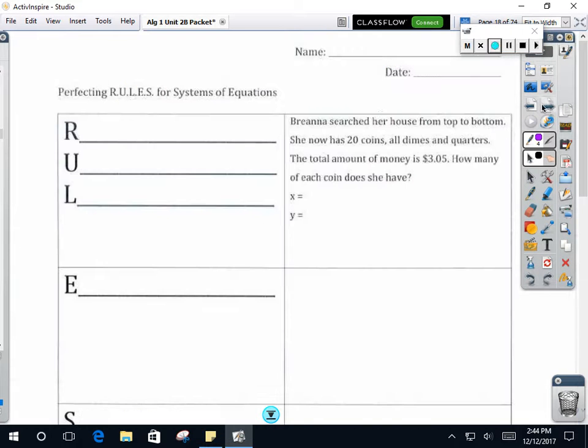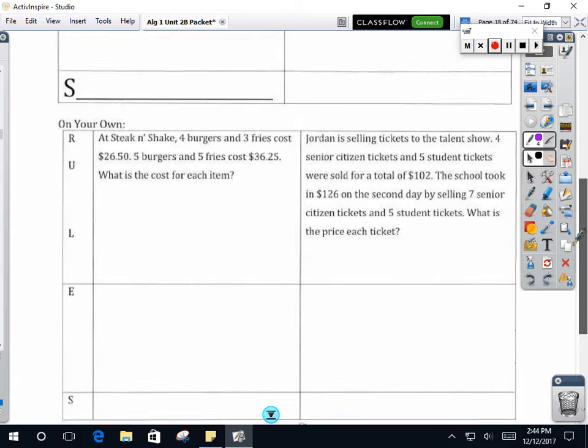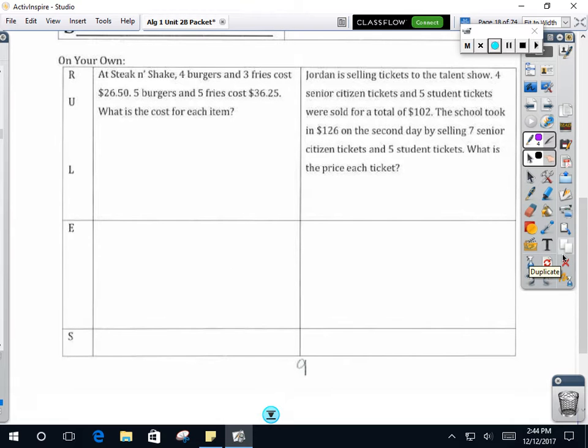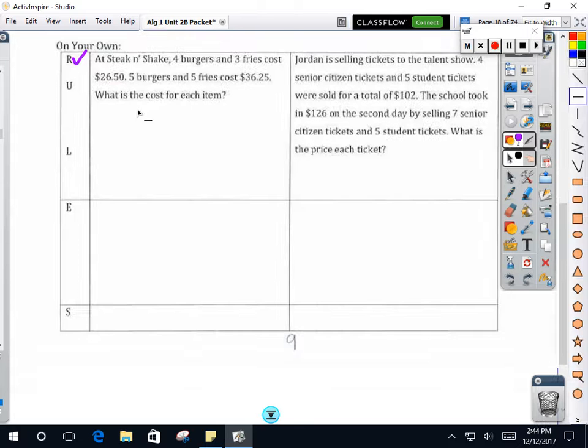All right, we're not doing this one because it's pretty much the same problem we already did. It's just a different girl's name. So go down to the bottom. At Steak and Shake, 4 burgers and 3 fries cost $26.50. 5 burgers and 5 fries cost $36.25. What is the cost for each item? Okay, so we've read the question. Now it's time to underline what they're asking for. What is the cost for each item?